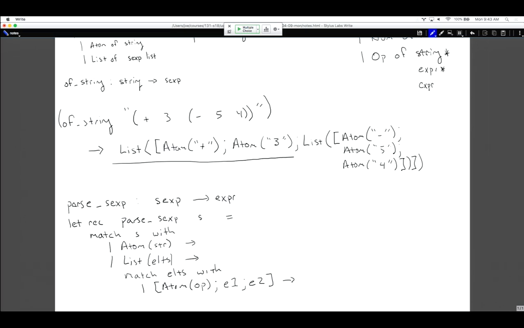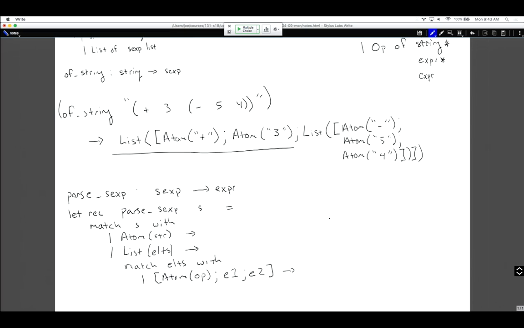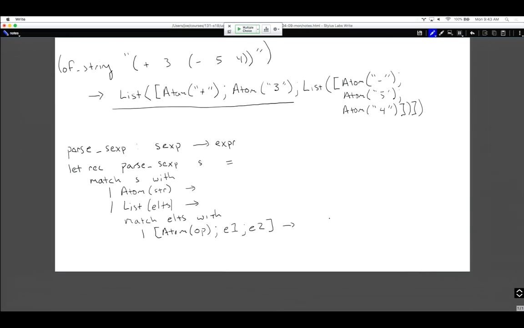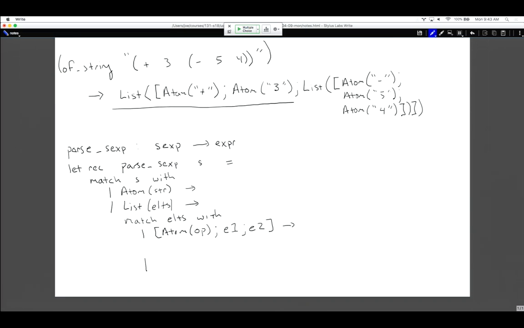Okay. What if this isn't the case? What if we have something other than an atom followed by 2 other expressions? What if we have something else? Anything other than this case? Yeah, fail with? Okay. Other suggestions? Yeah. Maybe there's some operations we can do on one expression.